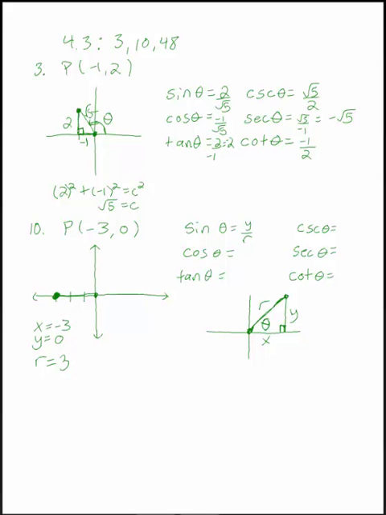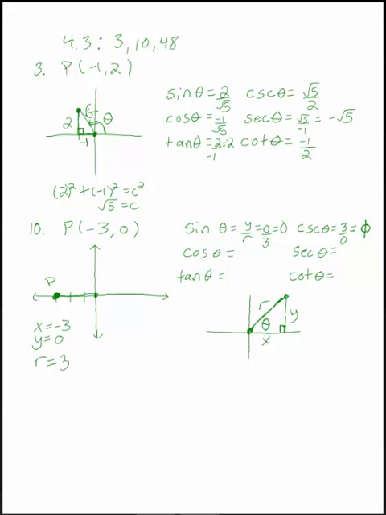So now going back to my picture here of my point P at -3, 0, I don't have a triangle, but I do have a y value and I do have an r value. So I could say that the sine of theta here is going to be 0 over 3, which is 0. That means the cosecant of theta is going to be 3 over 0, but 3 over 0 is undefined. So I usually use a 0 with a slash through it. Represents the null set, or undefined, or no solution.